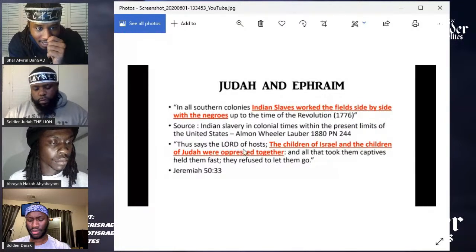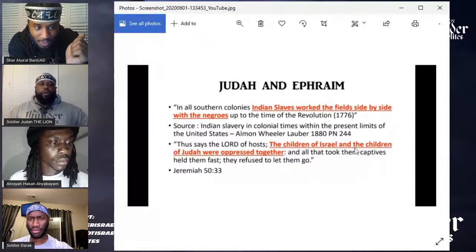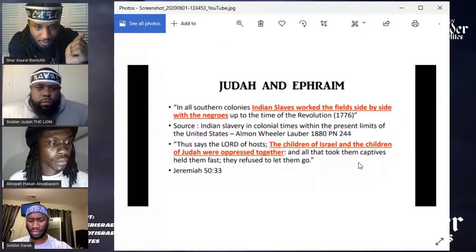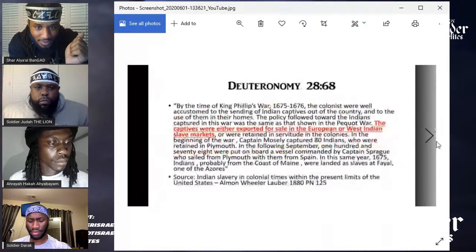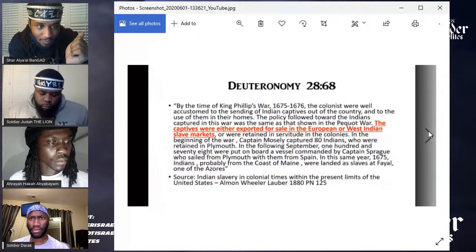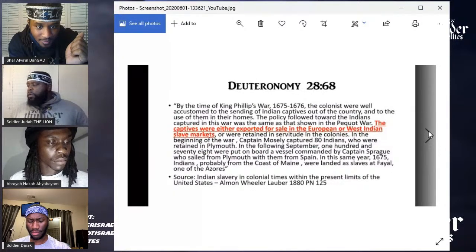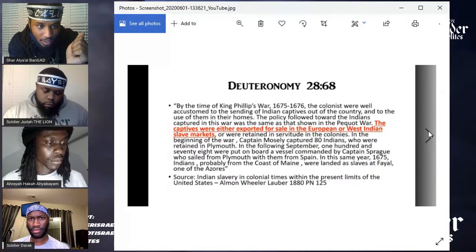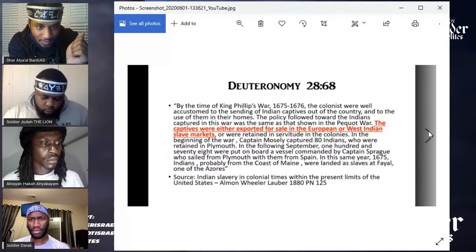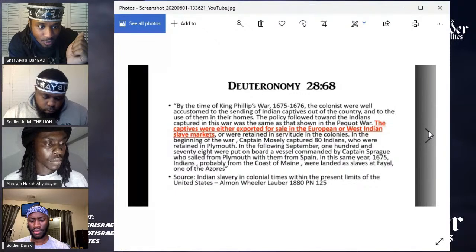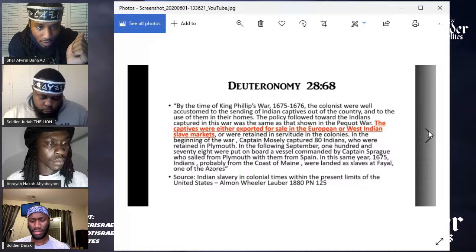Thus said Yahweh of hosts, the children of Israel and the children of Judah were oppressed together, right? There's plenty of things like this. Book of Deuteronomy, chapter 28, verse 68. By the time of King Philip's War in 1675 to 1676, the colonists were well accustomed to the sending of Indian captives out of the country and to use them in their homes, right? So they're sending people to Europe from America, in slave ships, just like Deuteronomy 28:68 says would happen.